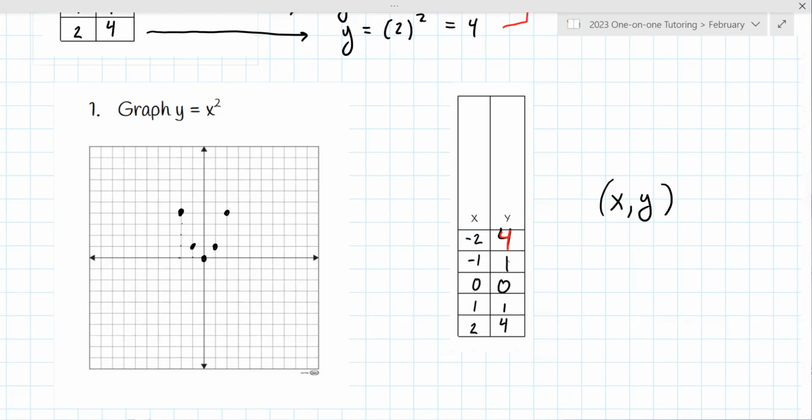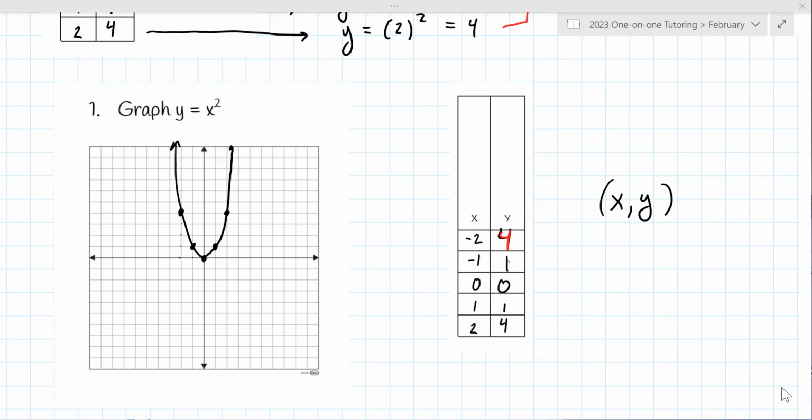Yes, it does. Okay, so then you need to draw a nice smooth curve between them, something kind of smooth. Something like that. All right. So that's it for 1 and 2.